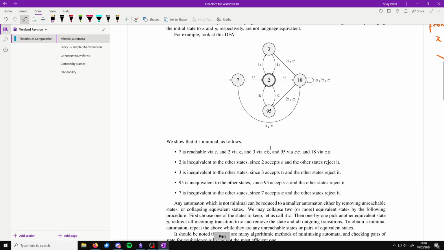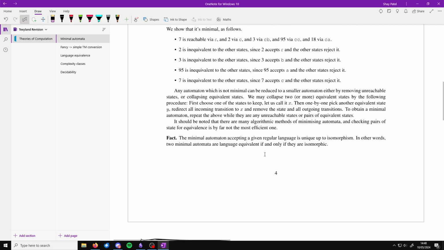So any automaton which is not minimal can be reduced to a smaller automaton by either removing unreachable states or collapsing equivalent states. We can collapse 2 or more equivalent states by following this procedure. We choose one of the states we want to keep, let's call that X, and then one by one we pick every other equivalent state to that and redirect all of the transitions to this new state. So if we had 3 states like this or 4 states like this, previously it might have looked something like this.